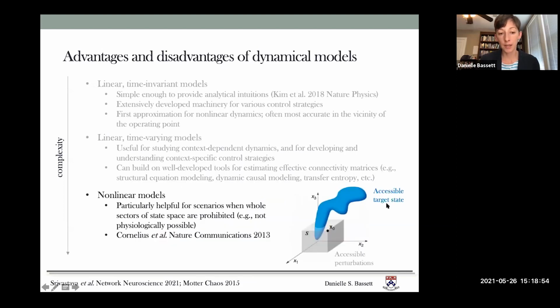And then as we go to nonlinear models, these are particularly helpful for lots of things, although there's a lot less machinery developed here. But one of the places where they're really, really helpful is when not all of the state space is available to a system, when there are whole sectors of the state space that are prohibited or not physiologically possible, then the nonlinear models are really effective. And there's some beautiful work by Adilson Motter and Sean Cornelius that I just mentioned, one of their papers here in Nature Communications in 2013, that talks about that particular utility of nonlinear models and applies it in some interesting ways. So if you're curious, I highly recommend it.